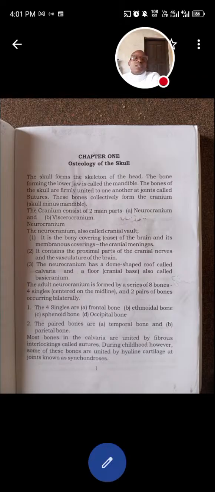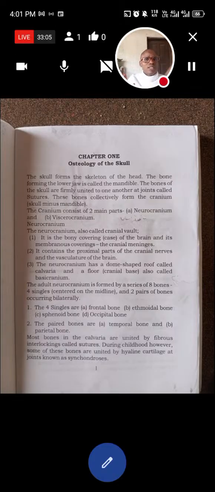Now we said that the bones of the skull are firmly united to form joints with one another. Those joints are called what? Sutures. So a lot of joints. Those joints are called sutures. So we've learned about the skull, which is the skeleton of the head.